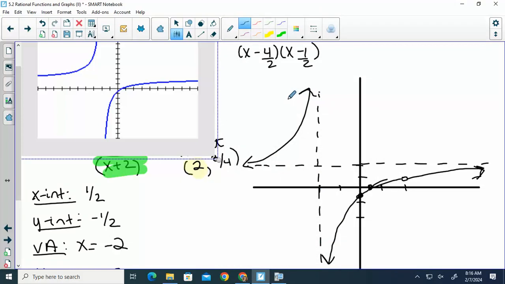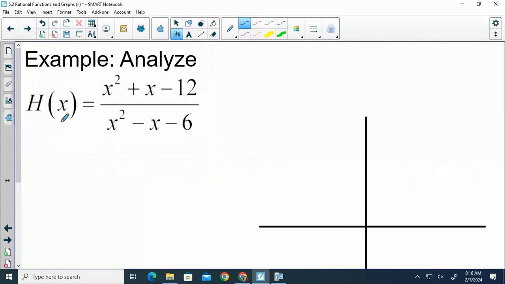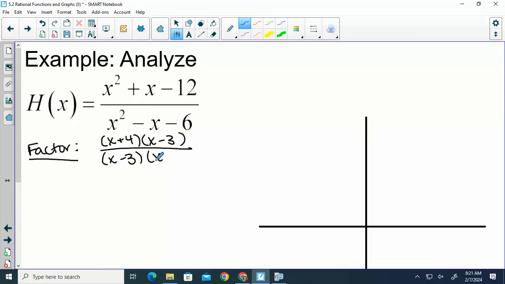You guys think you can do one? We get x plus 4 over, or times x minus 3 over x minus 3, x plus 2. So the x minus 3's cancel. So our reduced version is x plus 4 over x plus 2. But because that canceled, and it looked like most of you had that when I walked around, what makes x minus 3 equal 0? 3. To get the y, you plug 3 into what's left. So that gives you 7 over 5.